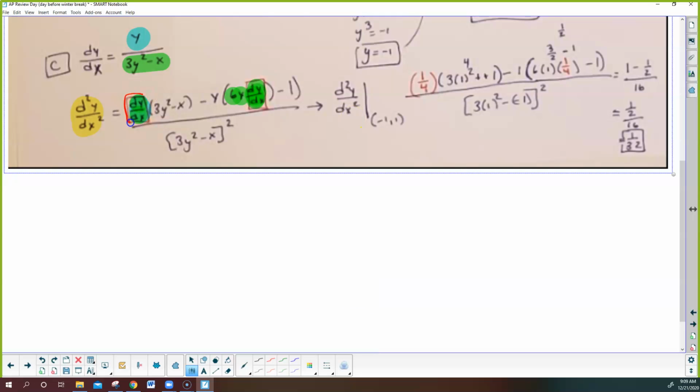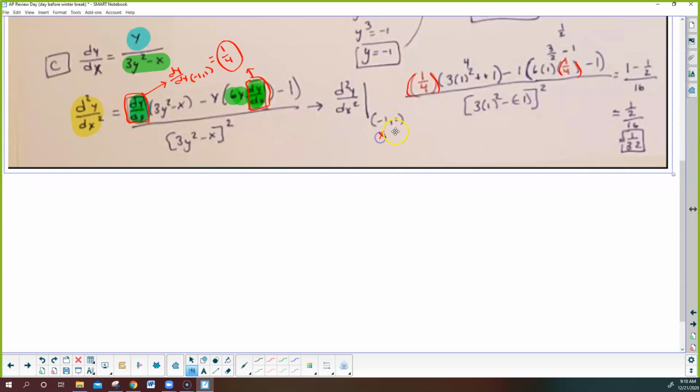Right here is dy/dx, and right here is dy/dx. Well, I need to evaluate dy/dx at the point (-1, 1). Didn't I already do that? I did that in part A. That was my slope, which was 1/4. So you don't need to show the work for that. All you need to do is say, when you see dy/dx, plug it in as 1/4. And that's where this 1/4 came from, right here, and this 1/4.